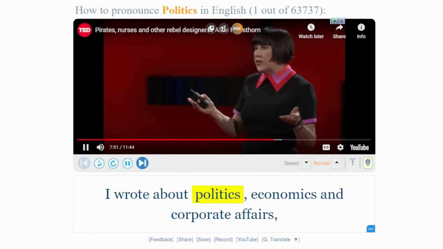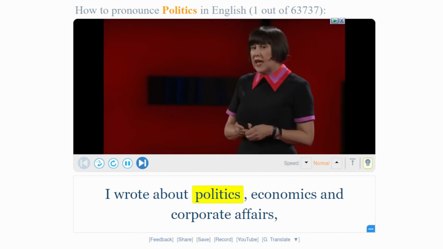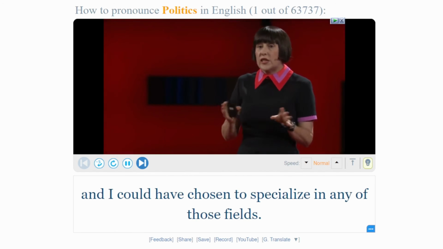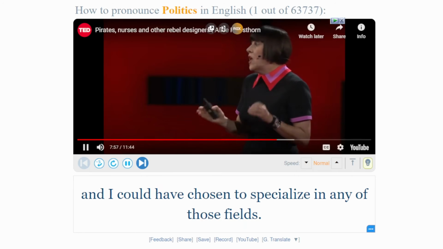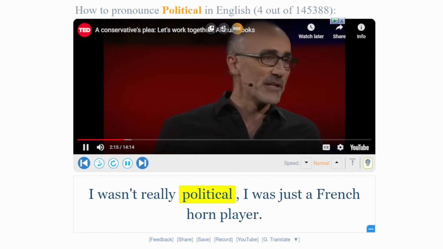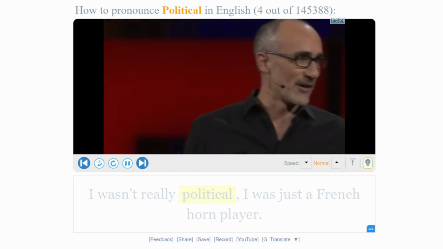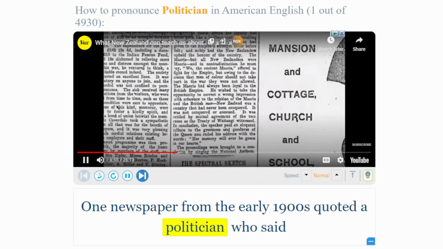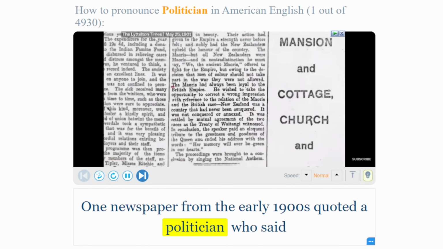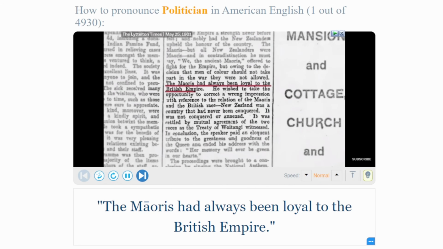I wrote about politics, economics, and corporate affairs, and I could have chosen to specialize in any of those fields. I wasn't really political. I was just a French horn player. One newspaper from the early 1900s quoted a politician who said, "The Modis had always been loyal to the British Empire."